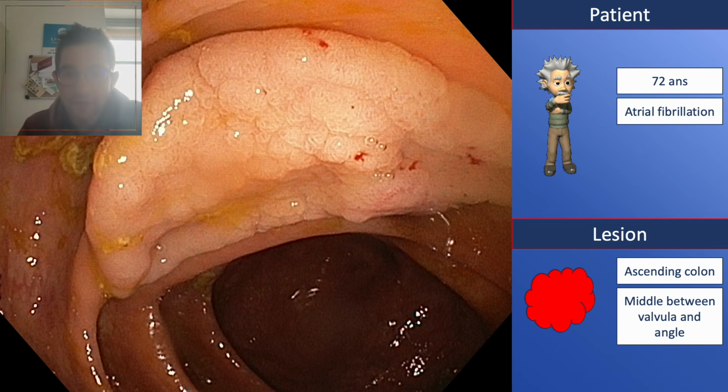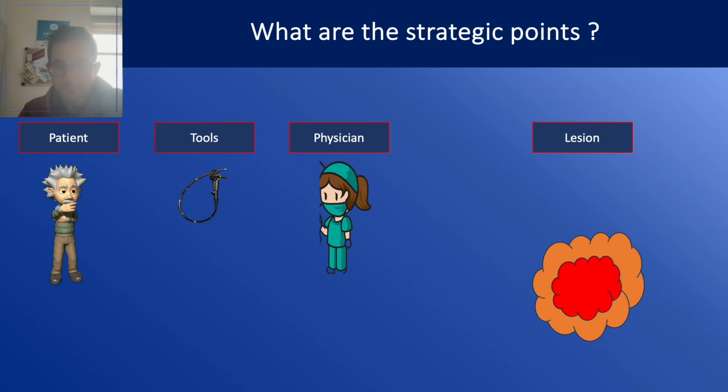It is a patient of 72 years old with atrial fibrillation. It means with anticoagulant drugs. It's a lesion which is in the right colon, around 4 centimeters, because it's one hemicircumference of the colon, and those are usually around 4 centimeters. And this lesion is somewhere in between the right angle and the valvula.